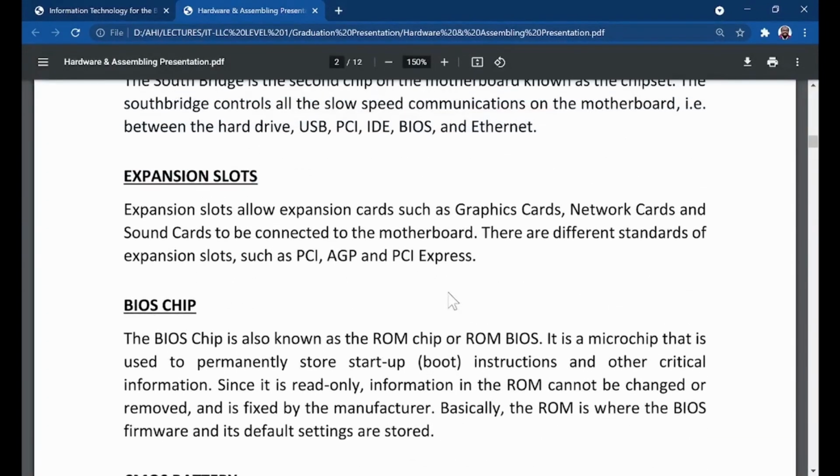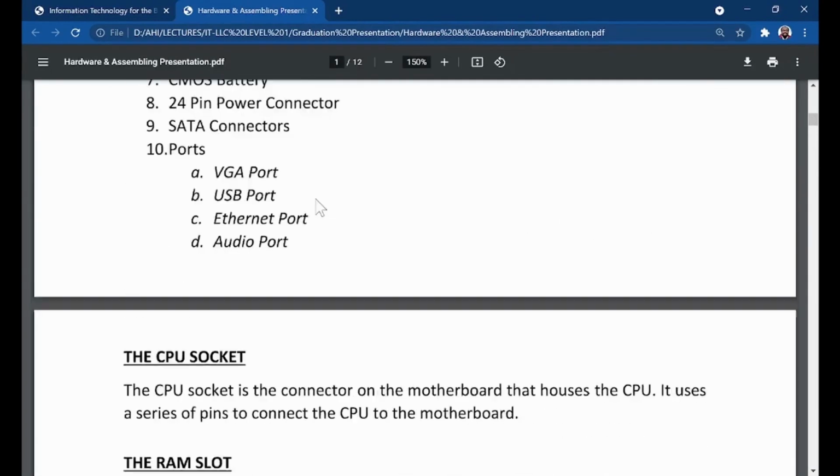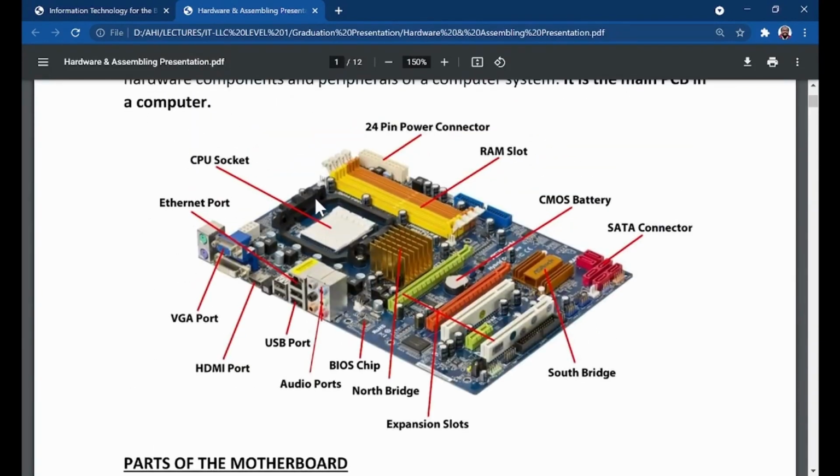And next time we'll look at expansion slots and we'll try and finish the motherboard fast and move to other components.